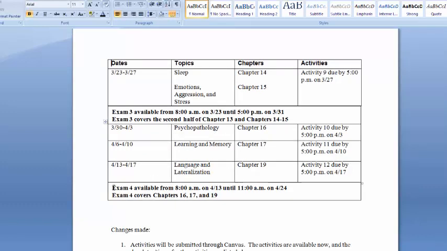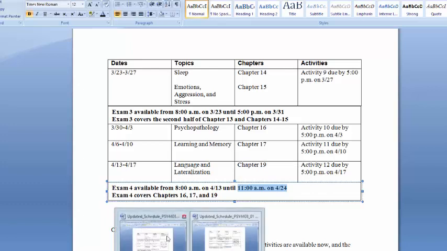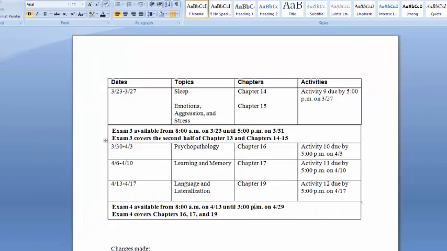Also, looking ahead, we're going to have exam 4 that's going to open on April 13th, and it's going to be open until the end of the final exam period. So this is the schedule for the 8 o'clock class, so the final exam period ends for them at 11 a.m. on April 24th, and then for my later class for section 2, which is at 11, right?